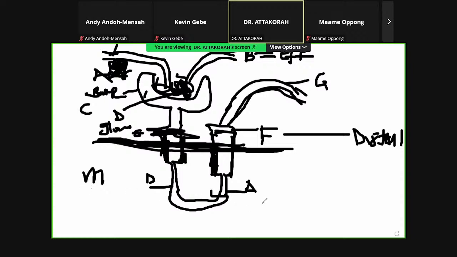Hey, can you hear me, class? I said that the renal parenchyma comprises two regions. We have the cortex and we have the medulla. And there's this line or boundary or junction that separates the cortex from the medulla. What is the name? And it's very important.